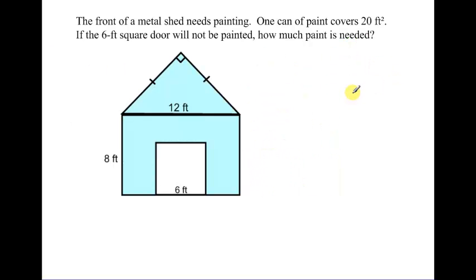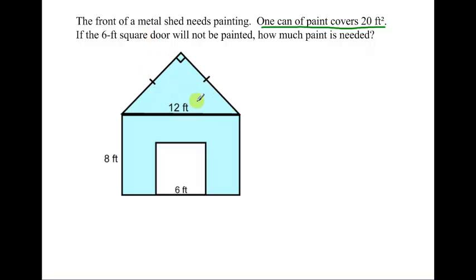My favorite kind of problems. This is a real-life example. You do this kind of stuff all the time if you own a house. So if you ever plan on living in a house, know how to do this. We are going to paint the front of a shed. And note that 1 can of paint covers 20 square feet. We'll come back to that in a minute. We are not painting the 6-foot square door. So how much paint do we need for this?